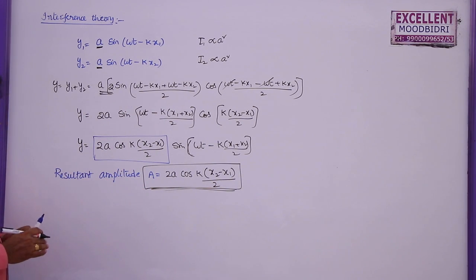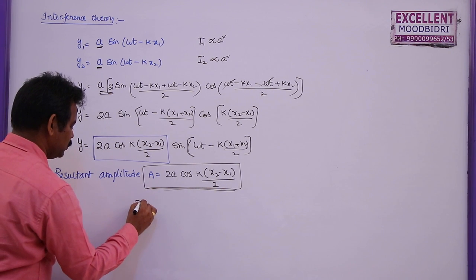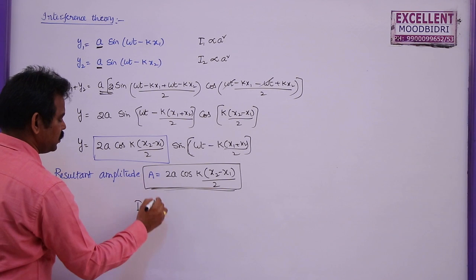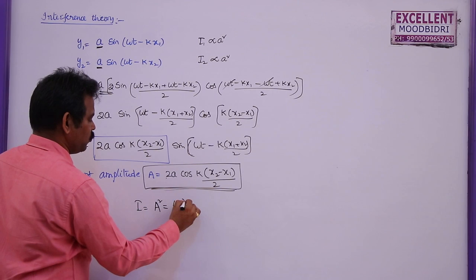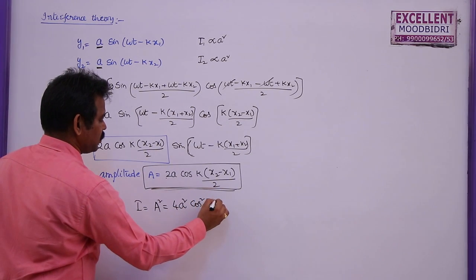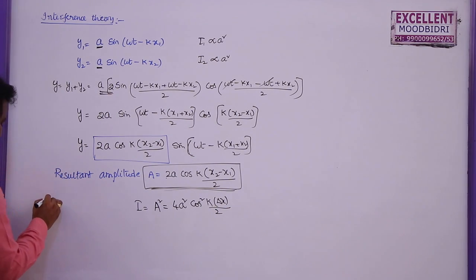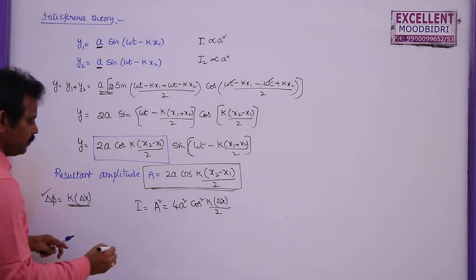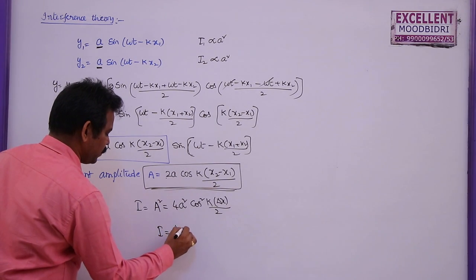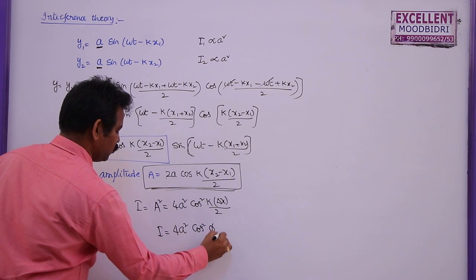Now, what is the resultant intensity of the superimposition of these waves? Intensity is equal to some constant into amplitude squared. So squaring, we get 4a square cos square(k delta x/2). But we know that delta phi is equal to k into delta x. In place of k into delta x, you can write delta phi. So intensity is given by 4a square cos square(phi/2).